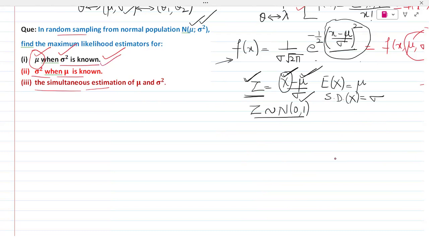In the first case, sigma square is known, so we have to estimate mu, the population mean, which will maximize log L and hence L. In the second case, since mu is known, it will not require any estimation, so we will find that value of sigma square, the population variance, which will maximize log L and hence L. In the third one, both mu and sigma square are unknown, so we will find those values of mu and sigma square which maximize log L and hence L.